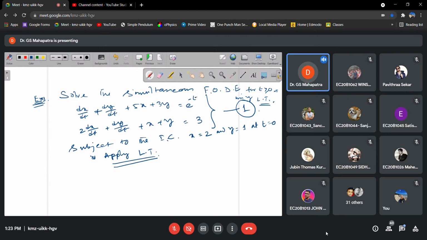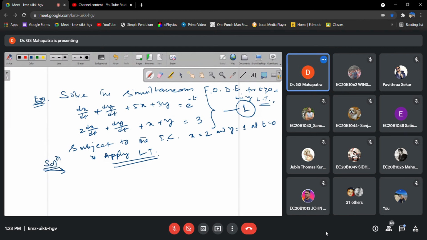But for a general examination, if it is not mentioned, you can solve using any method. Now, the solution procedure. So how to solve this type of problem?